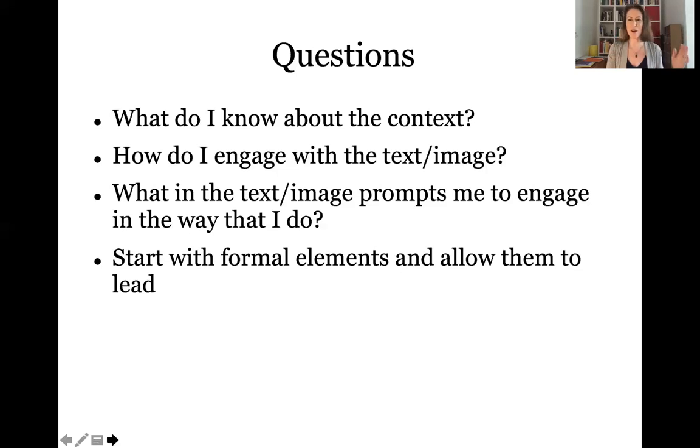So rather than starting with, oh, I know it's going to be about this, what's actually there? What am I looking at? What am I seeing? Let's describe what I'm looking at. Let's describe what I'm seeing. And then we'll see what emerges from that.